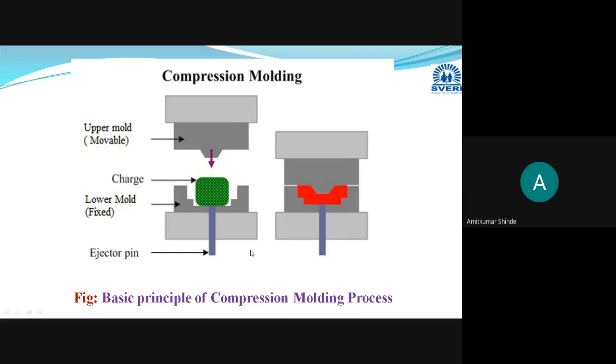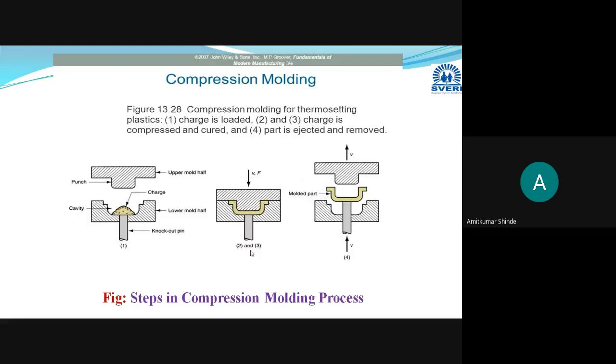Now, how the actual compression molding process is performed, I will explain with the help of the next diagram. Here in this diagram, stages are mentioned. First stage, the charge is loaded, then the charge is compressed and cured, and the fourth stage is the part is ejected and removed.